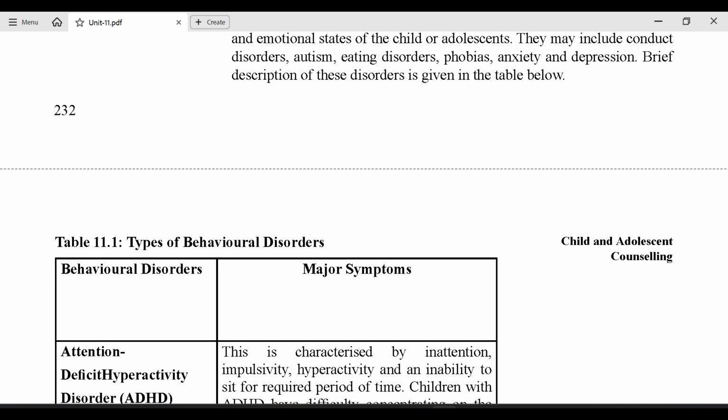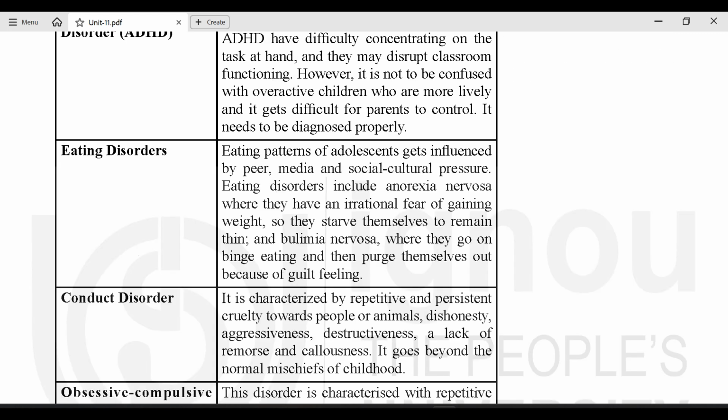Table 11.1 Types of behavioral disorders. Behavioral disorders and major symptoms. Attention deficit hyperactivity disorder, ADHD. This is characterized by inattention, impulsivity, hyperactivity, and an inability to sit for a required period of time. Children with ADHD have difficulty concentrating on the task at hand, and they may disrupt classroom functioning. However, it is not to be confused with overactive children who are more lively and whom it gets difficult for parents to control. It needs to be diagnosed properly.